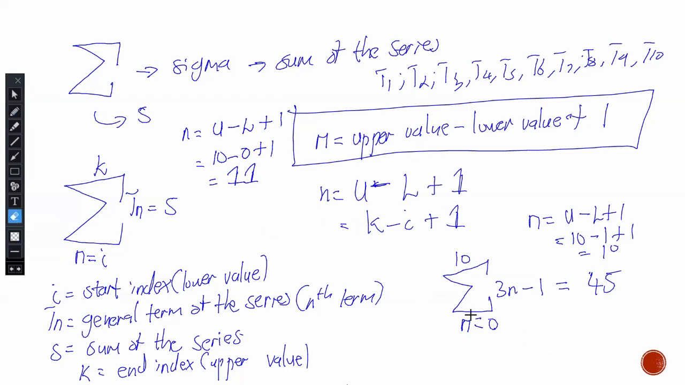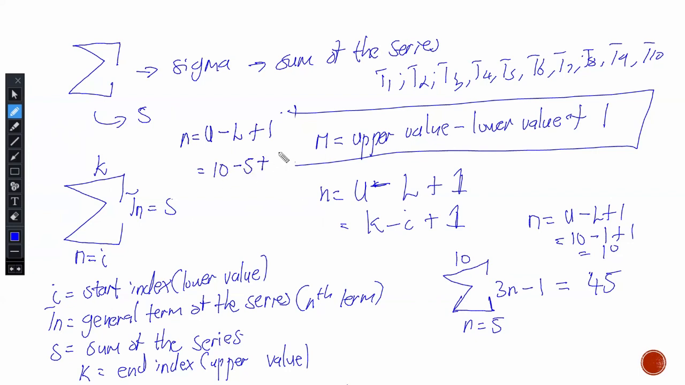So again, it can also be a case where we have 3n minus 1, but the n is now starting from 5, right? If we want to see how many terms we are dealing with here, obviously this is what you have to do again. You can't say the number of terms is 10. You have to say n is equal to upper value minus lower value plus 1. This is going to be 10 minus 5, and then plus 1. Now 10 minus 5 will give you 5, and then plus 1 equals 6. So we are dealing with 6 terms.